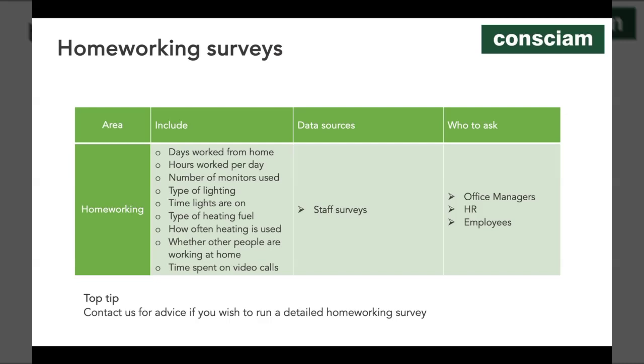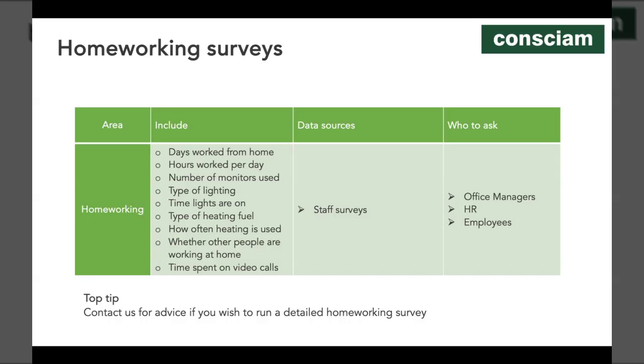We might get into detail around the number of monitors they're using in addition to a laptop or a desktop, the type of lighting they have in their offices and how often those lights are on, because that might vary by time of year or other factors. We might explore the type of heating fuel that they're using. So is that gas or electricity or oil or biomass, as well as how many months a year they run the heating for.